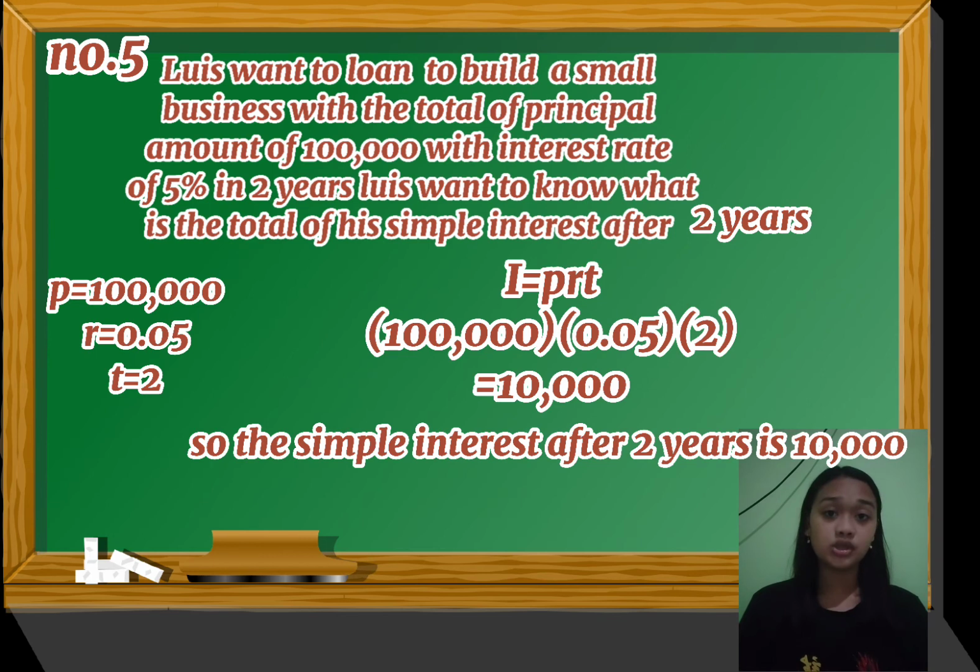And here is our last problem. Luis wants to take a loan to build a small business with a principal amount of 100,000 with the interest rate of 5% in 2 years. Luis wants to know the total of his simple interest after 2 years. So let's use the formula I is equal to PRT and arrange the information. P is equal to 100,000, R is equal to 0.05, and the time T is equal to 2. So 100,000 times 0.05 times 2 is equal to 10,000. So the simple interest after 2 years is 10,000. So Luis will get 10,000 simple interest after 2 years.